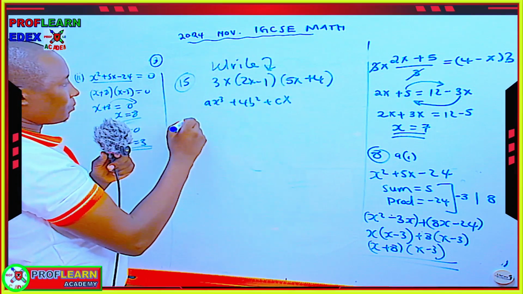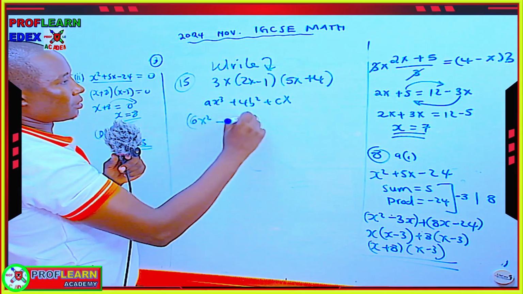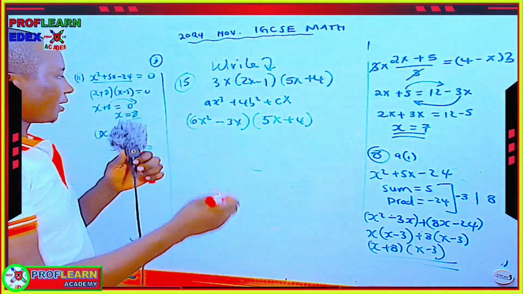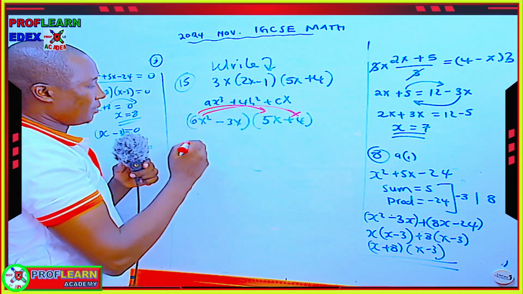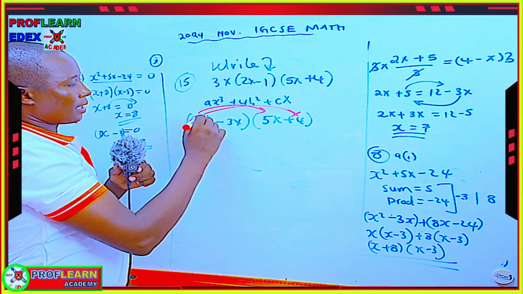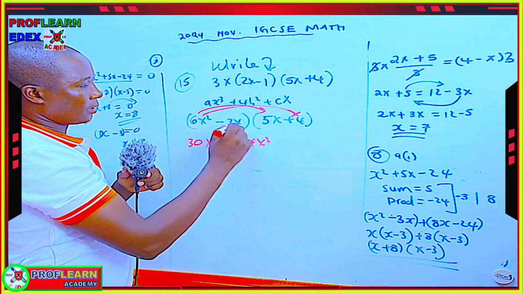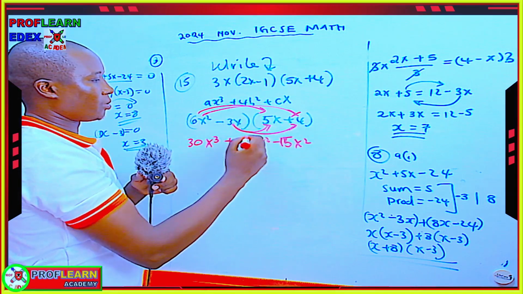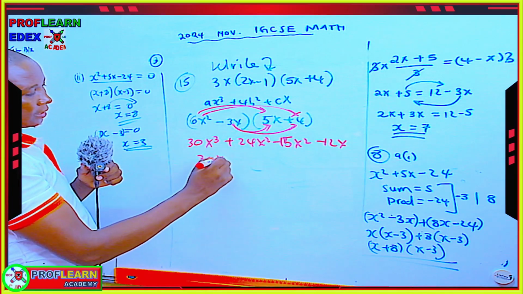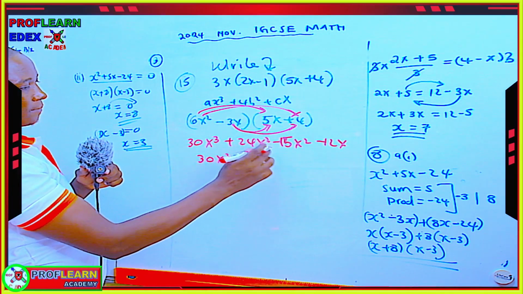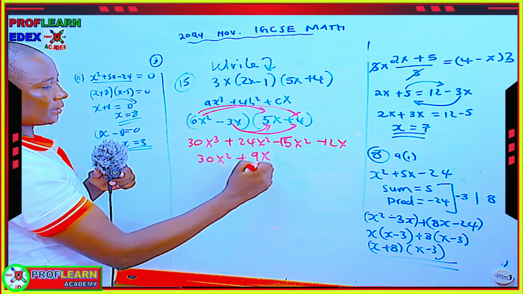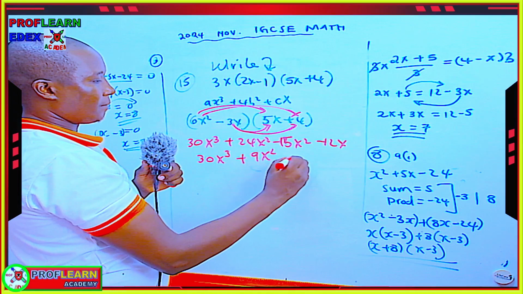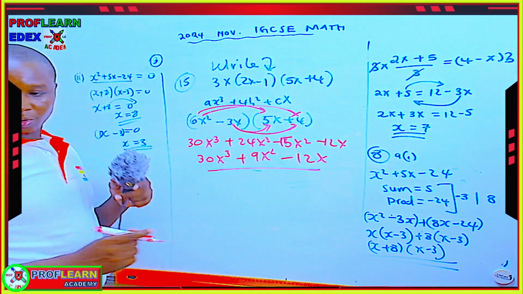Of course, in order to expand this and get the answer, we are going to multiply this to this and this to this term. So this is going to be 30x^3, and multiplying this to this one is going to be plus 24x^2. Multiplying this to this one, we're going to get minus 15x^2, and multiplying this to this, we end up having 30x^2 plus this minus this is going to be what? 9x^2. Now this is x^3, and this 9x^2, right? And then minus 12x, and that's what we were supposed to work out.